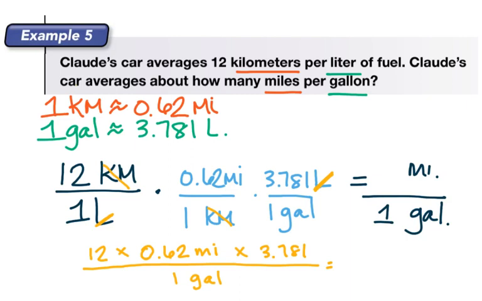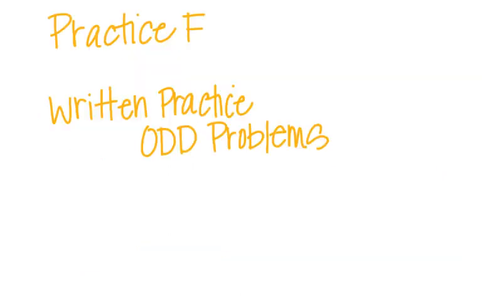Pause and let's see what you get. Okay, so hopefully you paused it and you got something like this, which is 28.13. It goes on a little bit, but if you were then to round it, because it says about how many, you would then round it to 28 miles per gallon.